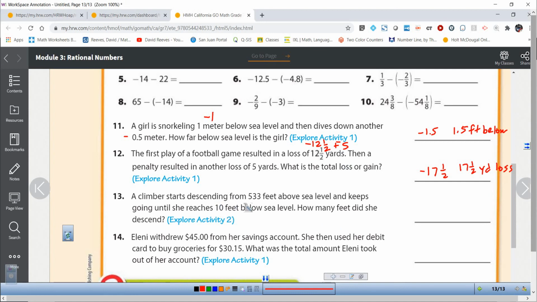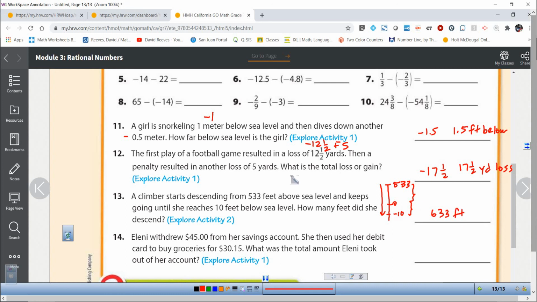All right, and then these ones here, I think these are the trickiest ones. A climber starts descending from 533 feet above sea level. So here's 0. I'm going to put 533 feet here. And then she's going to go to negative 10 feet below sea level. How many feet did she descend? Well, she went all the way down. Now, if we just think about it, she went 533 feet down, and then she went another 10 feet down. So that would be a total of 543 feet that she descended.